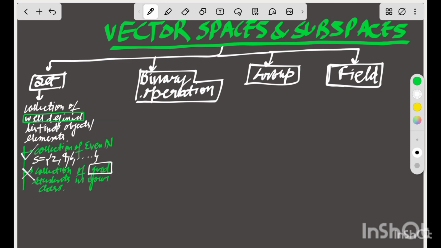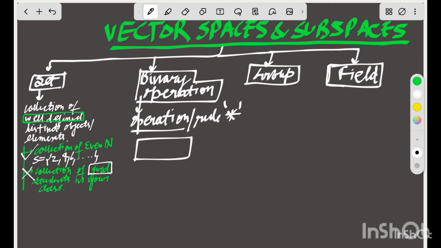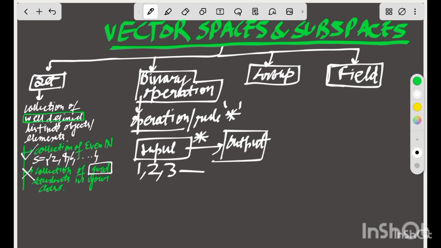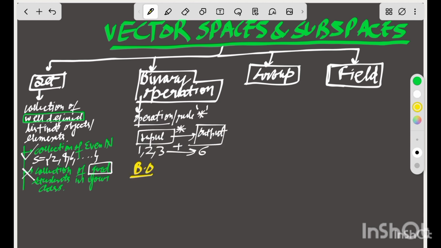Second concept is binary operation. First, we understand about the operation. Operation is nothing but just a rule, which is usually represented by the star. In this process, we are provided with the input, we apply the rule, and we get the output. For example, we are given the three number and the rule is we have to add these numbers. So the resultant is what? 6.